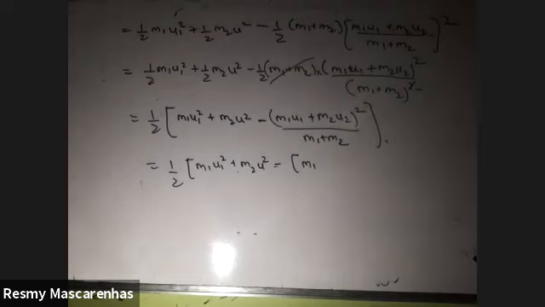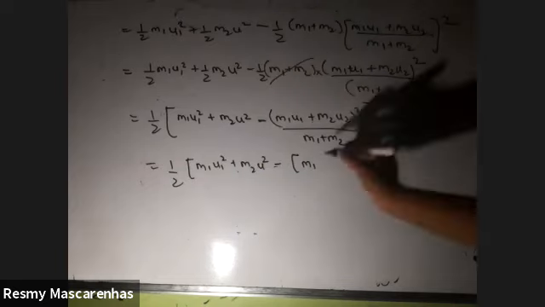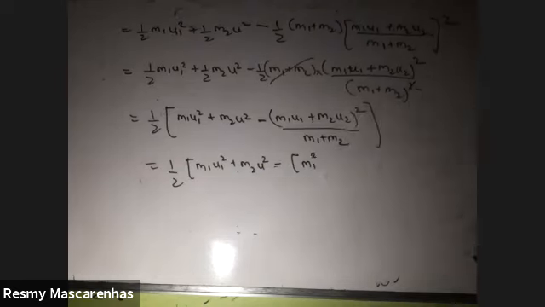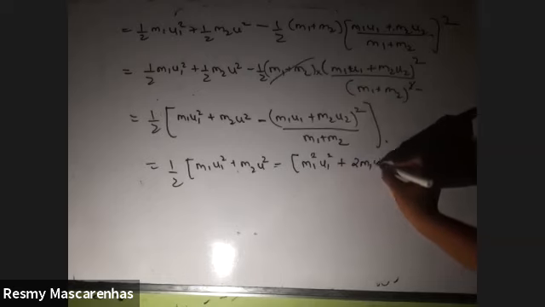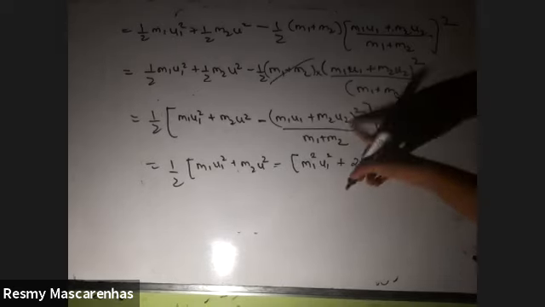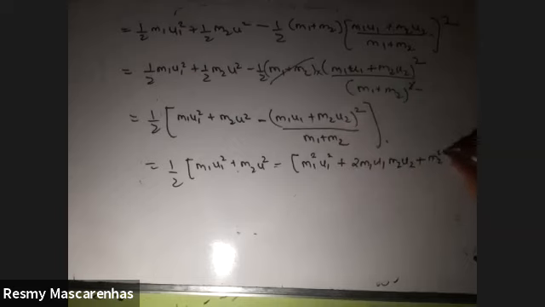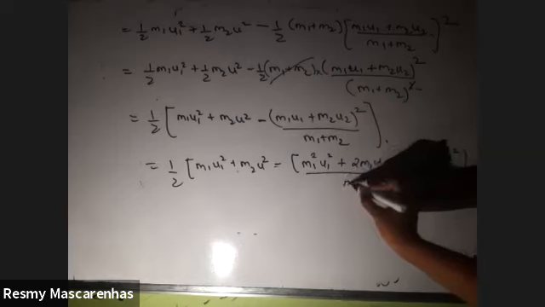A plus b the whole square will be a square plus 2ab plus b square upon m1 plus m2.